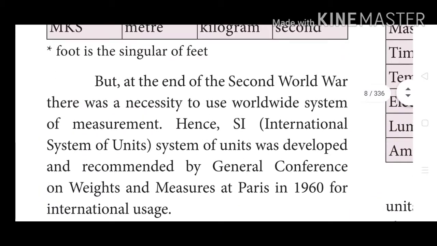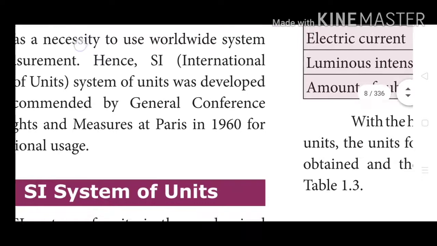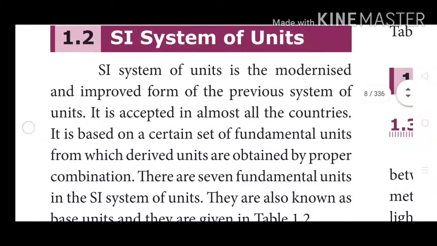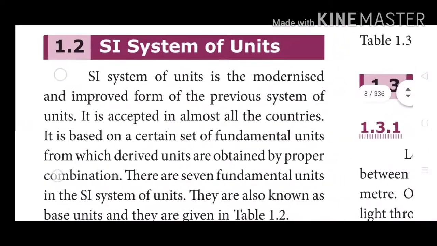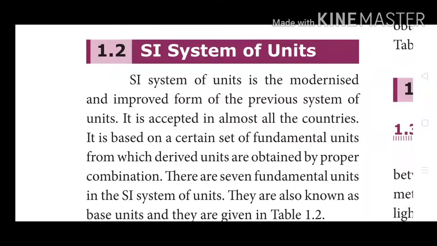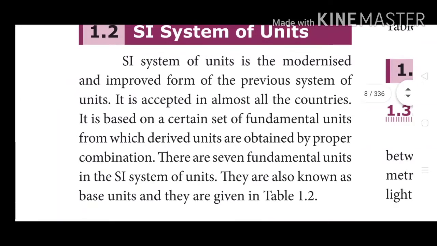The second topic is the SI system of units. What is that? The SI system of units is the modernized and improved form of the previous systems of units. It is accepted in almost all the countries. It is based on a certain set of fundamental units from which derived units are obtained by proper combination. There are 7 fundamental units in the SI system of units. They are also known as base units and they are given in table 1.2.